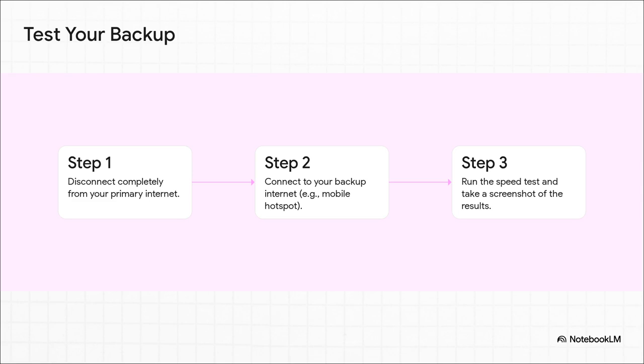Now, testing your backup has one extra very important step. First, you have to completely disconnect from your primary internet. Turn off your Wi-Fi, unplug the Ethernet cable, whatever it takes. Then, connect to your backup, like your mobile hotspot. Run the speed test and take that screenshot. This is the only way we can verify the speed of the backup connection itself.